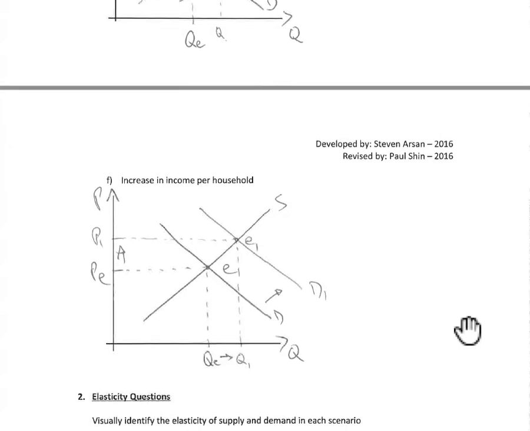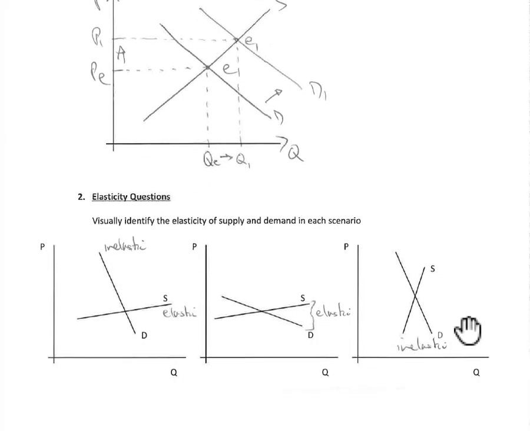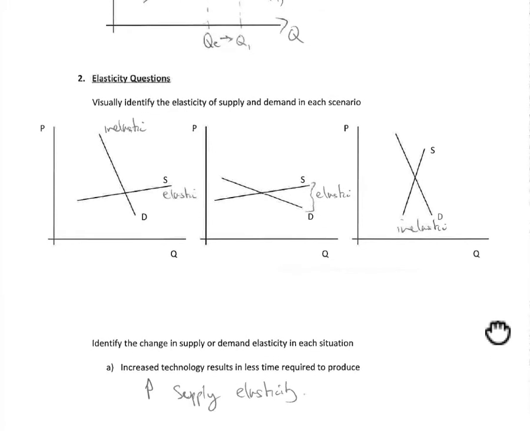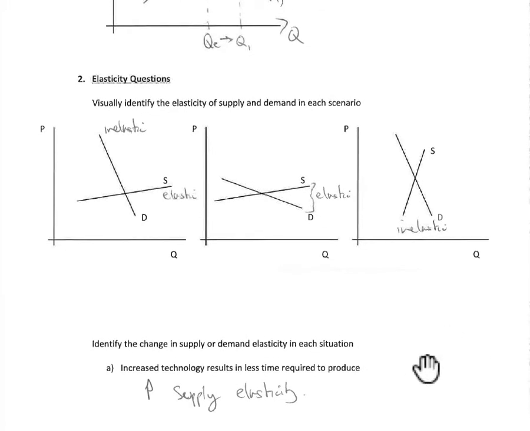So let's shift gears and go to elasticity. Identify which of these things are elastic or which of these things are inelastic. A relatively vertical curve is inelastic, a relatively flat or horizontal curve is elastic. So inelastic, elastic, both of these look elastic and both of these look inelastic. Okay? And so identify the change in supply or demand elasticity in each situation.